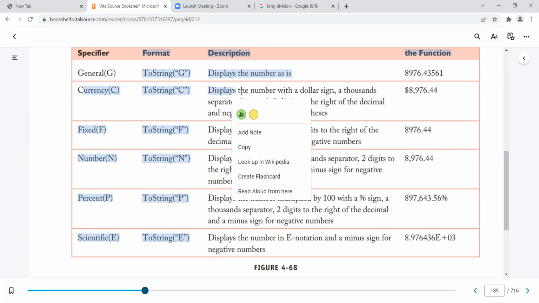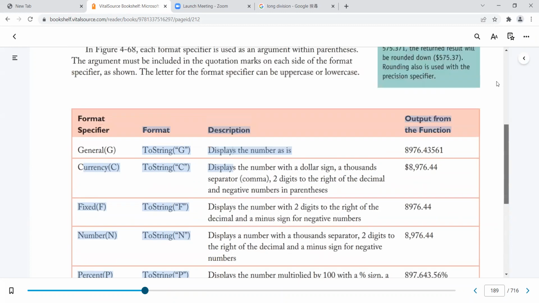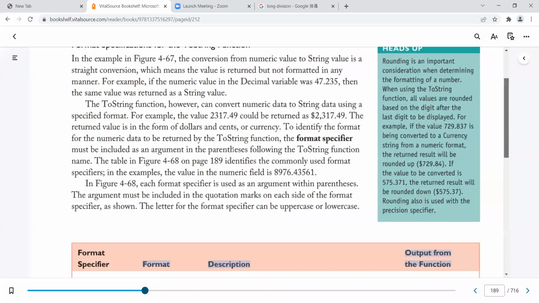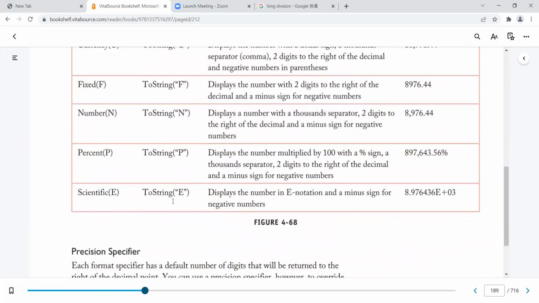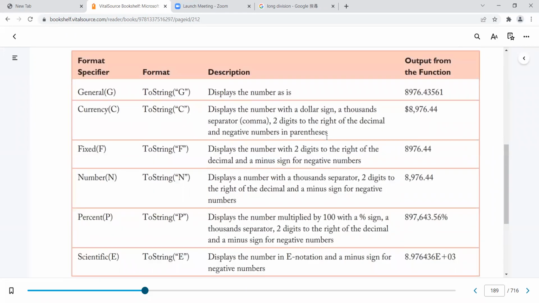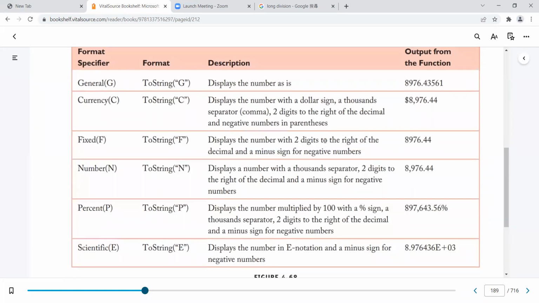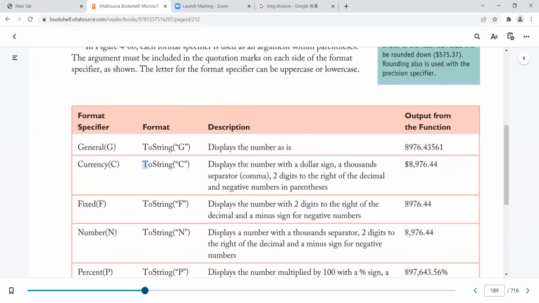This is page 189 right here. So if I want to have a dollar sign here, this is with the dollar sign. Now this is the general, the ToString G. ToString C is with currency, which is the dollar sign. Okay. F is fixed, N is number, P is percent, and scientific with the E right here. So for us, because the cost doesn't have dollar signs, that is why we use ToString.